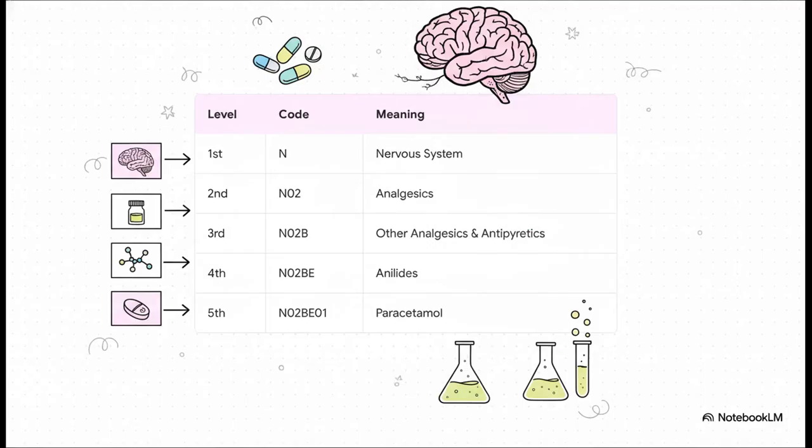All right, let's make this real. Let's take a super common painkiller, paracetamol, which has the code N02BE01. The first letter, N, tells us we're on the nervous system floor. N02 takes us to the analgesics aisle. N02B narrows it down to the other analgesic shelf. N02BE points to the chemical family, the anilides. And boom, N02BE01 is the unique code for paracetamol. See? From a huge system to one specific drug in 5 simple steps.